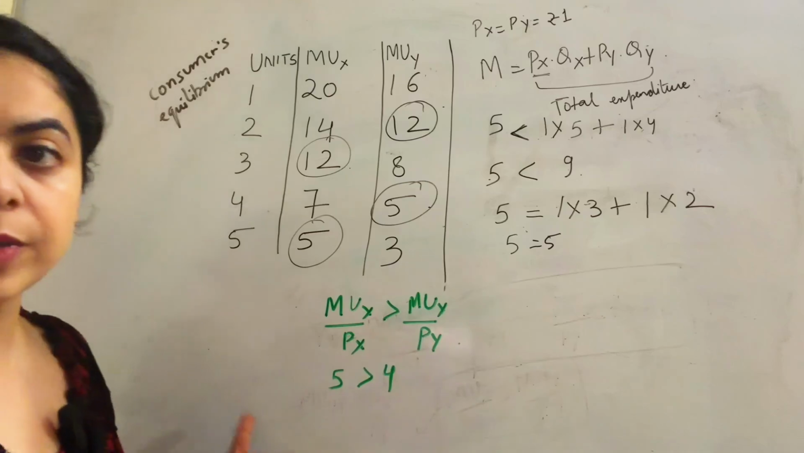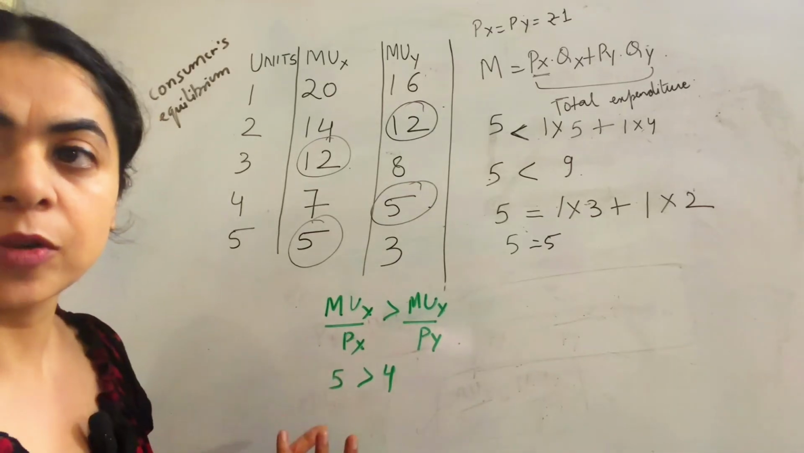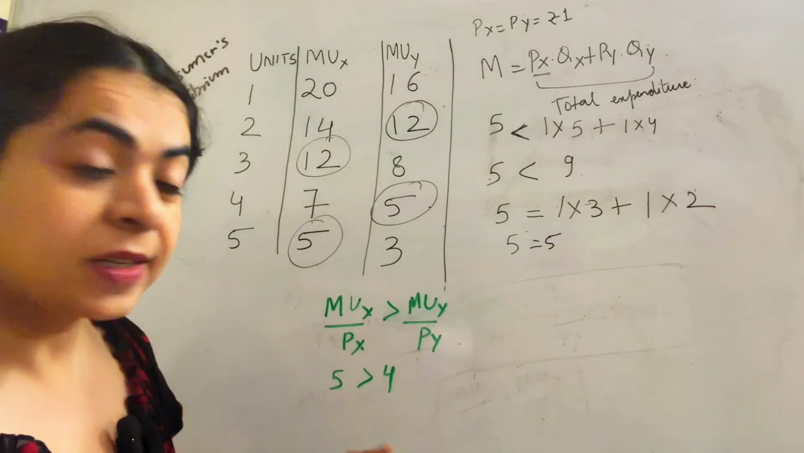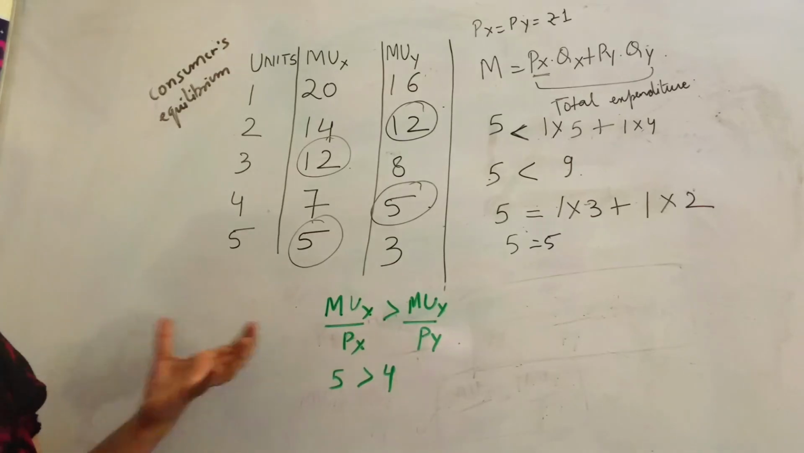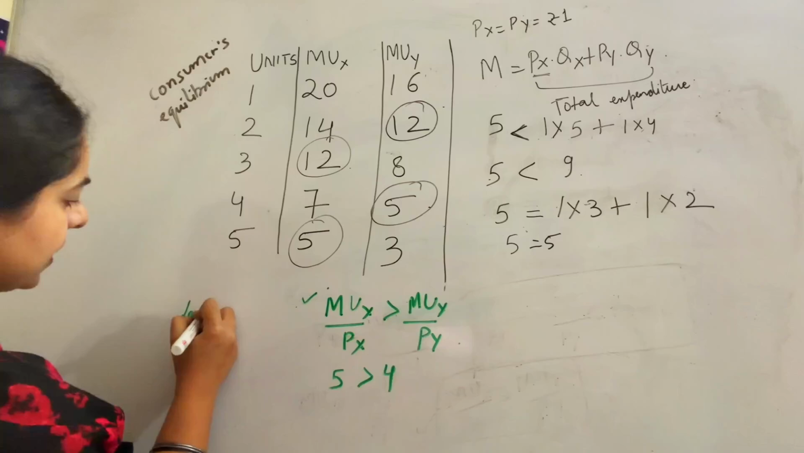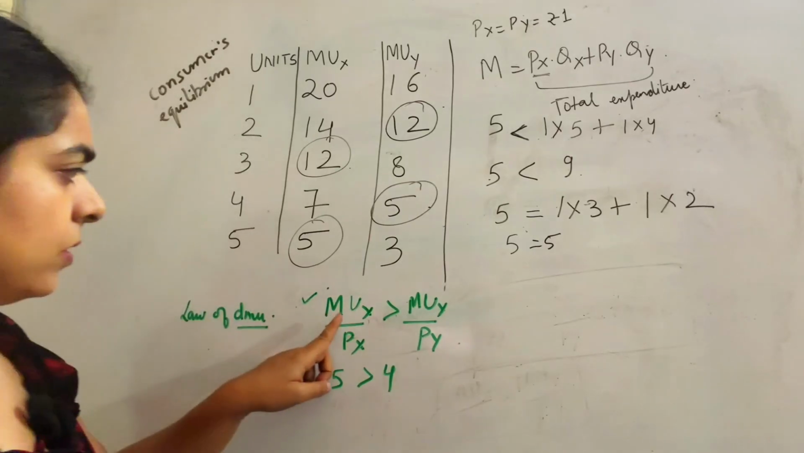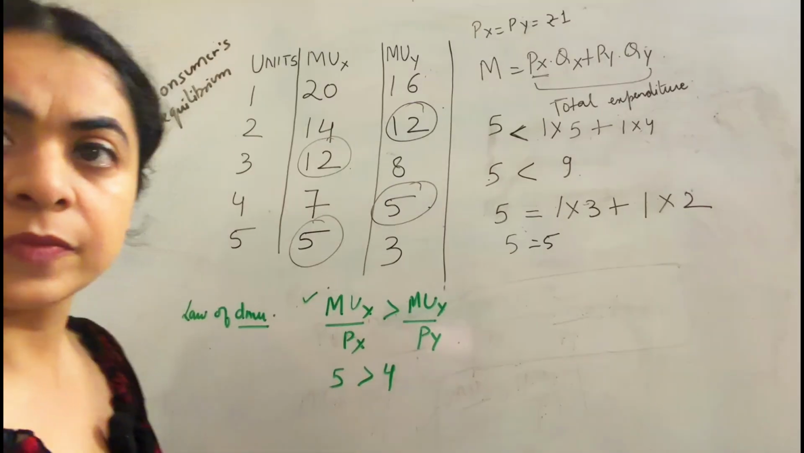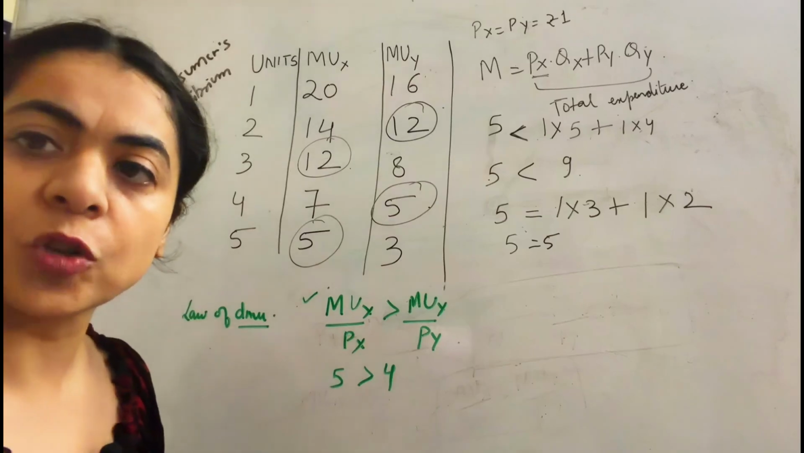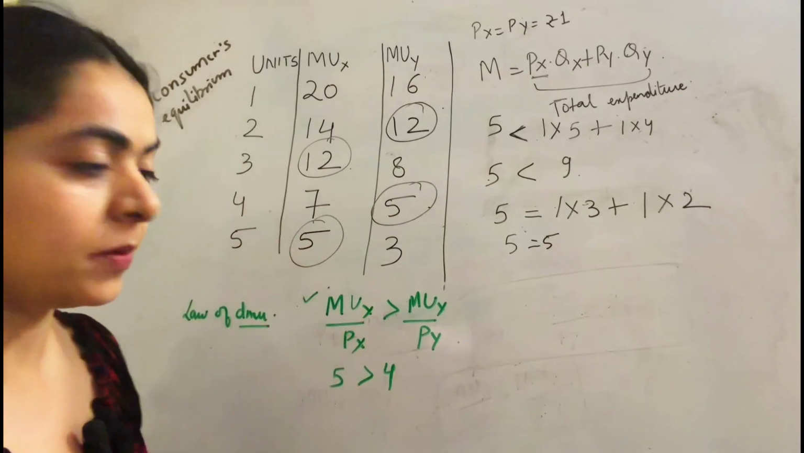So how should the consumer react in this case? Since the ratio of MUX upon PX is greater than MUY upon PY, the consumer will consume additional units of X and not Y. Why so? Because when he consumes additional units of good X, in accordance with the law of diminishing marginal utility, satisfaction from good X will decrease. So since right now it's 5, as the consumer increases his consumption of X, it will fall down to 4 and he can achieve the equilibrium level.